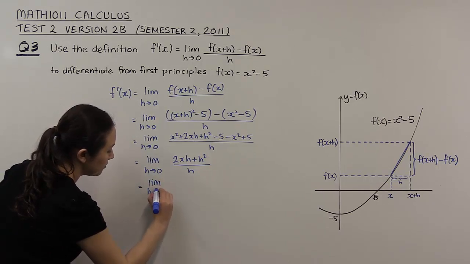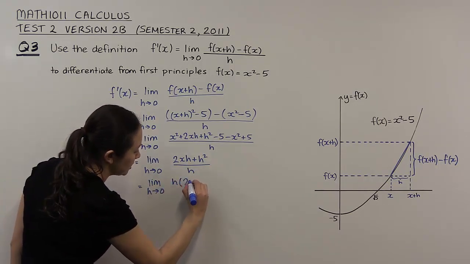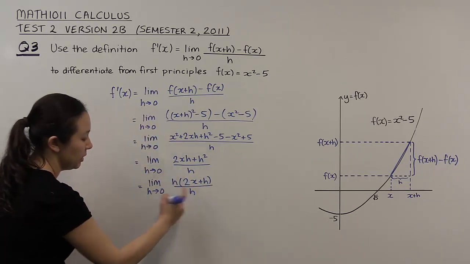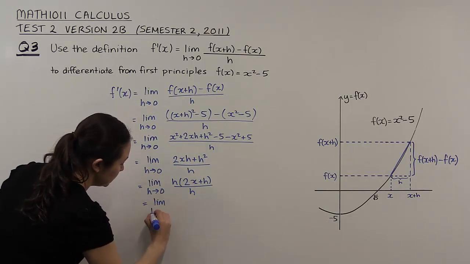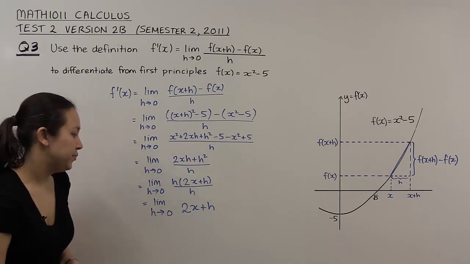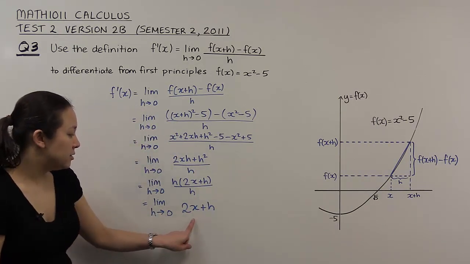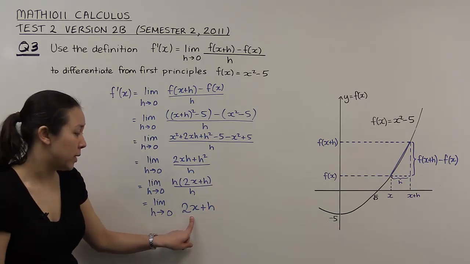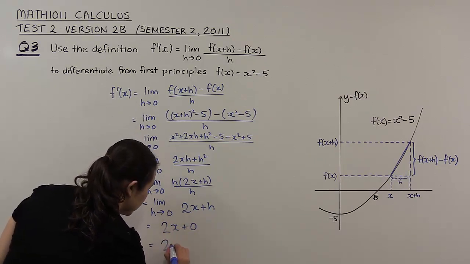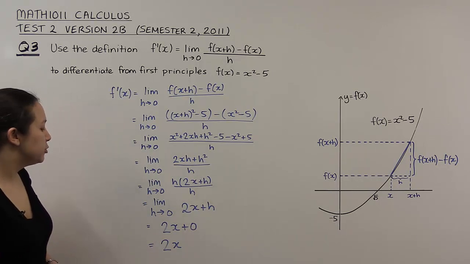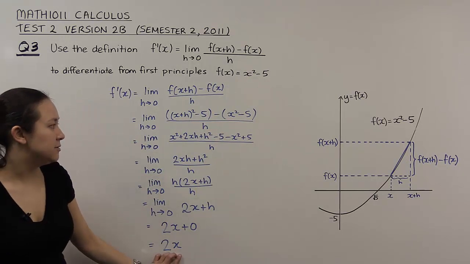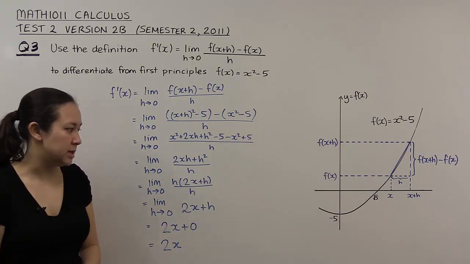Now, I still can't substitute h equals 0 in, because I will still get 0 divided by 0. However, notice that h is a factor of the numerator, and I can simplify by cancelling those factors of h. So this is the limit as h approaches 0 of 2x plus h. When h approaches 0, this approaches 2x plus 0, which equals 2x. So from first principles, we've worked out that x squared minus 5 does indeed differentiate to 2x, which is what we would expect.